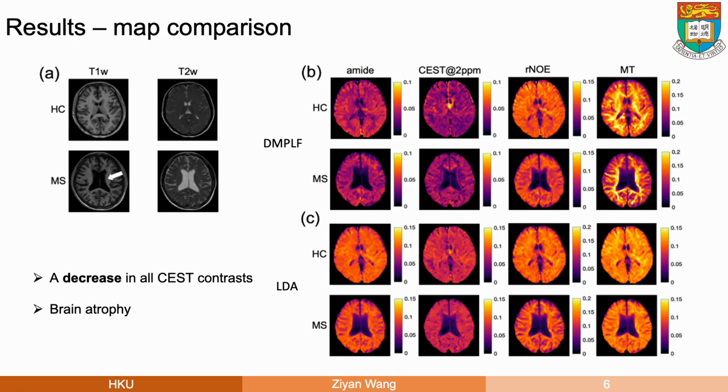Here are the results. This slide shows the comparison of a brain slice of T1 weighted image, T2 weighted image, and CEST maps for a healthy participant and an MS patient. A decrease in the CEST contrast was observed in all CEST maps of the MS patient, especially RNOE and MT. Also, an enlarged ventricle region caused by brain atrophy, indicated by a white arrow, was clearly observed in the MS patient images.